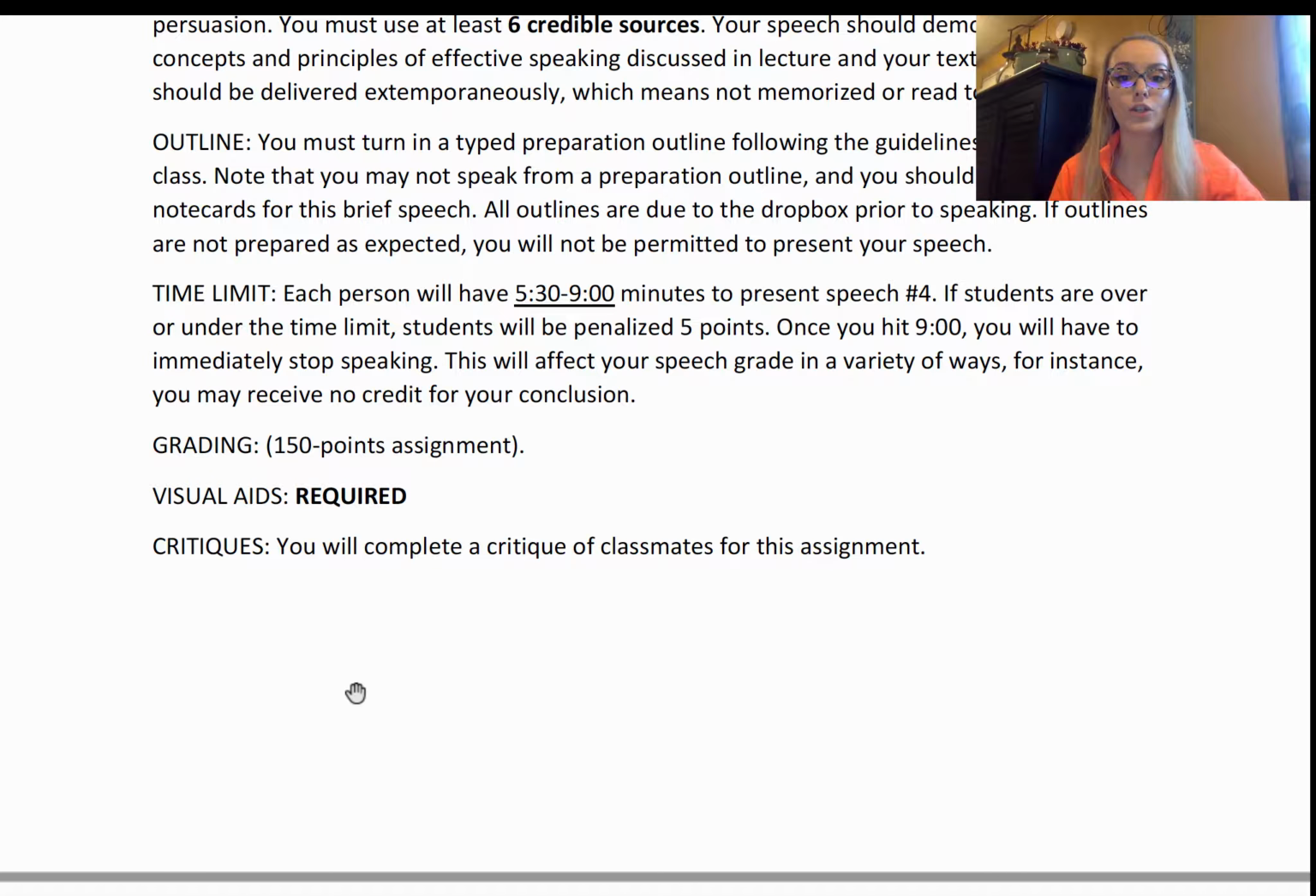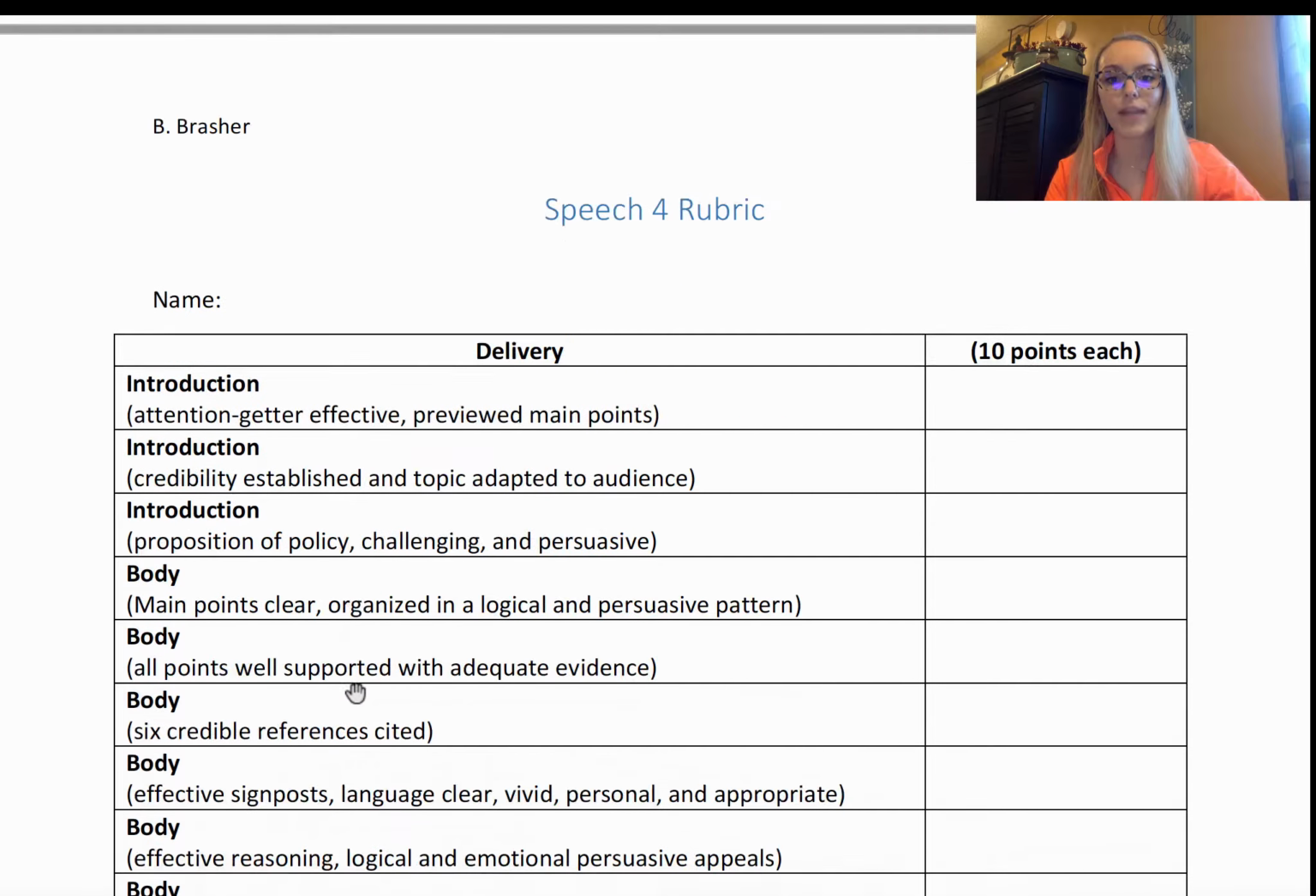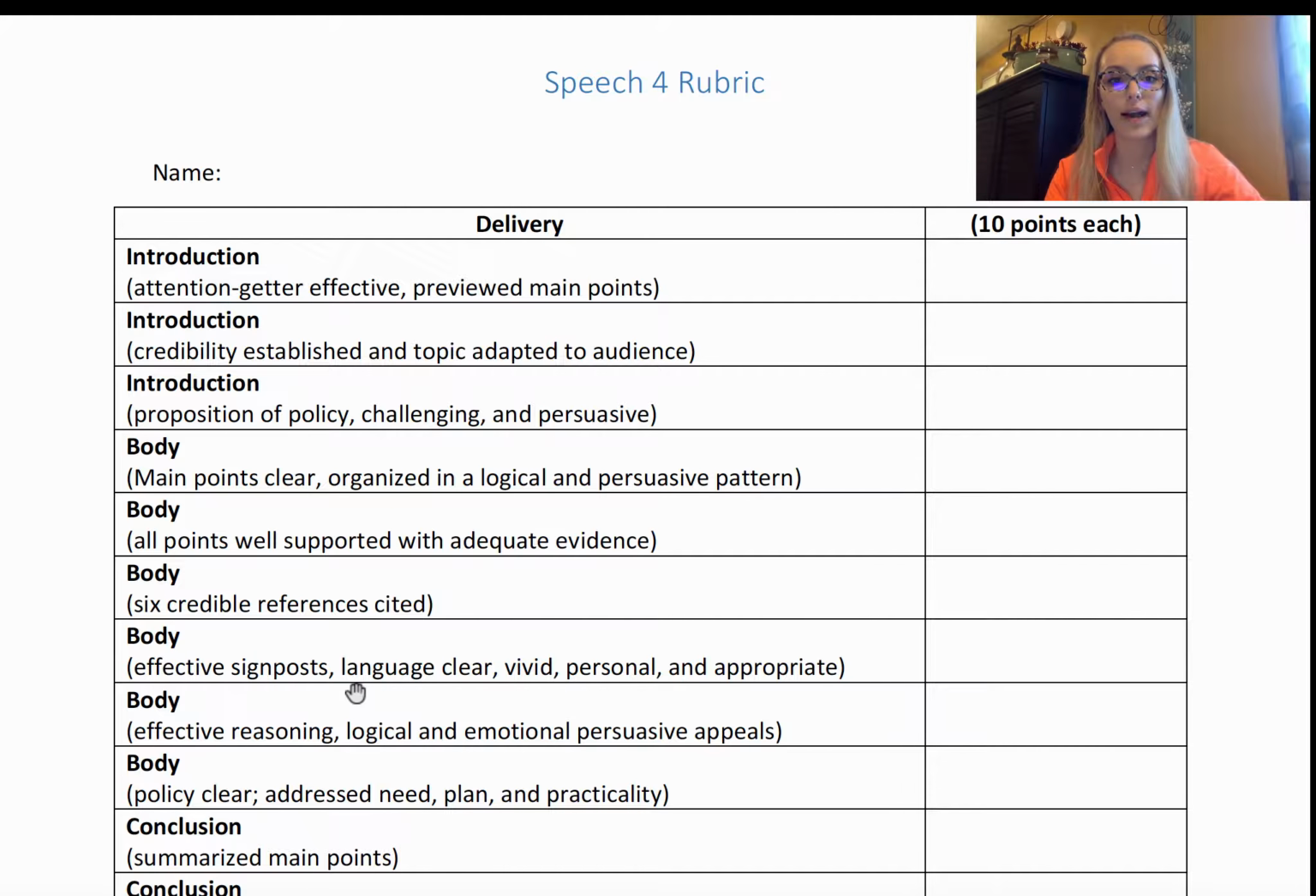Okay, you will be asked to complete a critique of classmates for this assignment. So again, as always, picking out one peer, taking some notes, doing your critique of classmates due after this speech. And here I always provide you your rubric, guys, so you can kind of go through and use this as a checklist, just as I'm going to do in assessing your speech.